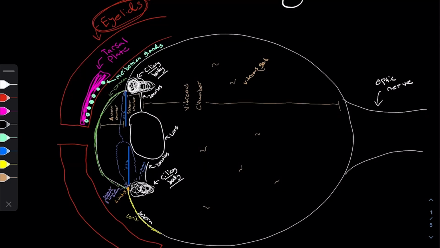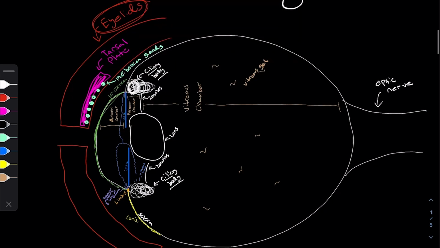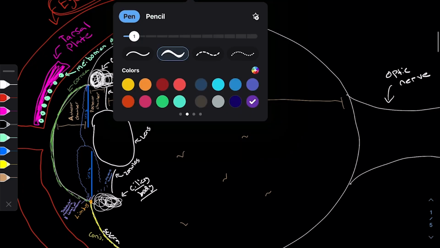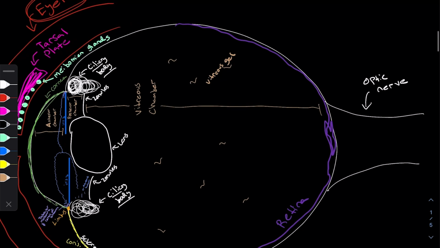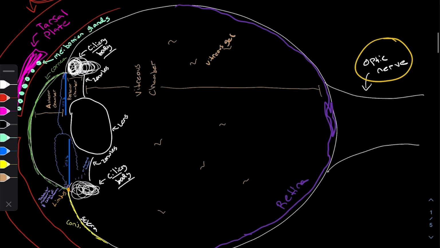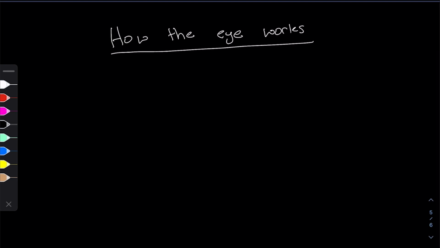So now just stepping back again, taking a look at everything we've learned about on our original model. The next thing I'm going to talk about is the back of the eye. And in the back of the eye, we have the retina and the optic nerve. So I'm going to draw the retina here in purple, and I'm going to label it retina, and we're also going to talk about the optic nerve. And before I talk about these two things, I just want to go over really quickly how the eye works. And by that I mean, how are we able to see an image from real life, from nature, in our eye?